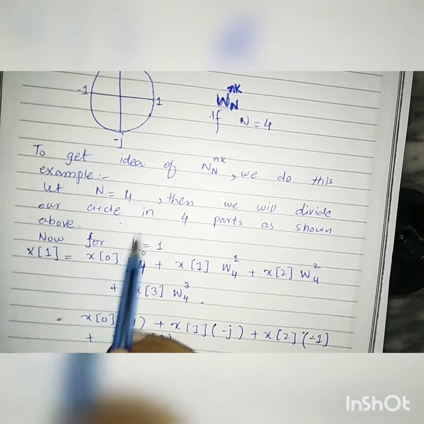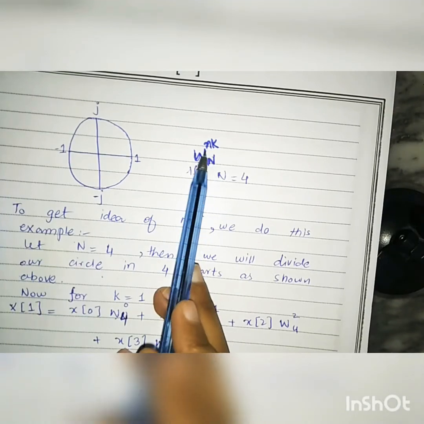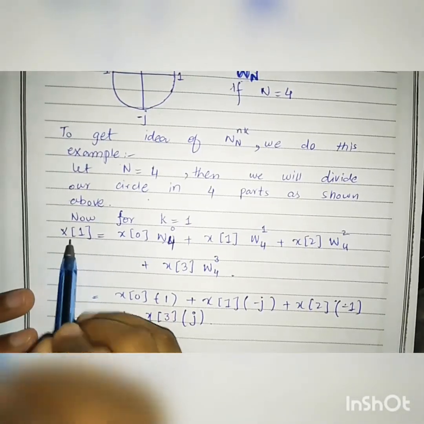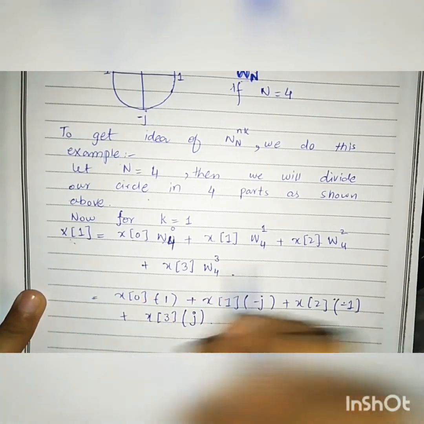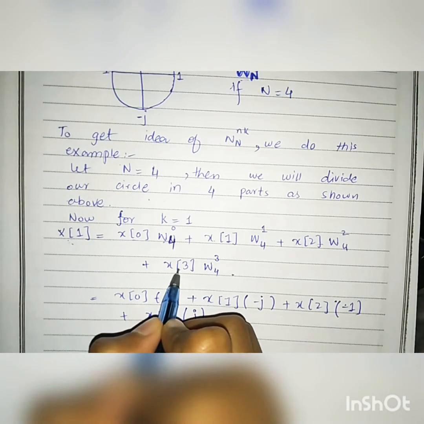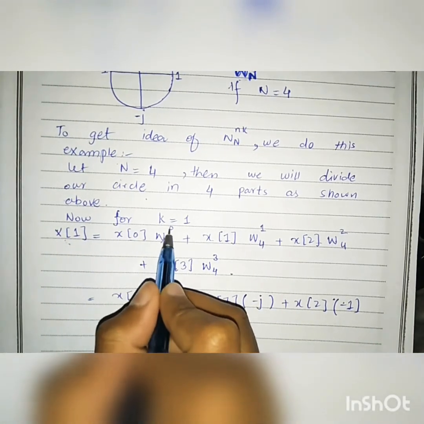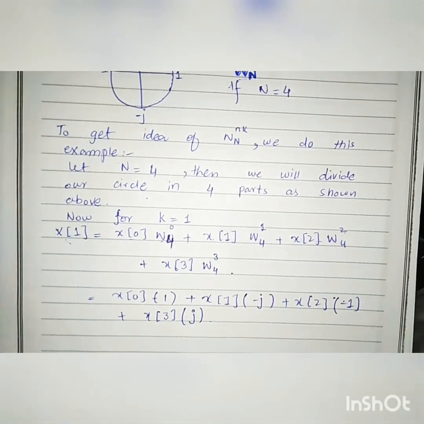So now our k is 1. So here k will be 1 and we will only be left with n. So now for x of 1, that means x of k is equal to 1, we have x of 0, x of 1, x of 2 and x of 3 as we do our iterations, like the summations, sorry. So here first of all n will be 0, then n will be 1, n will be 2 and n will be 3.